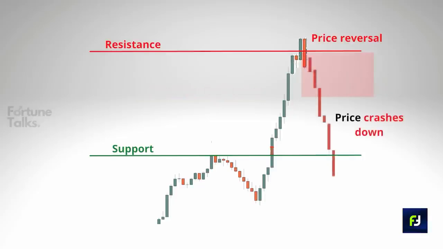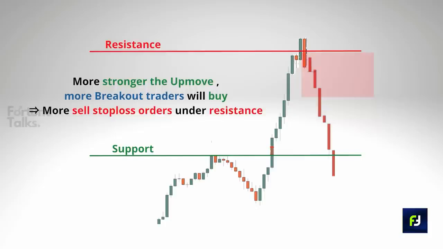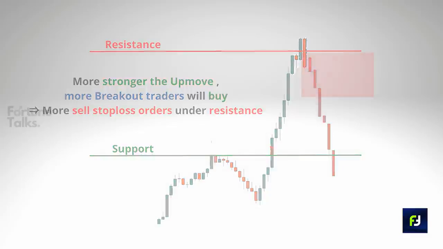market. Now, the stronger the bullish move is into the market structure, the more breakout traders will enter the trade and there is more buying, and more buying in turn means more sell stop loss orders behind the resistance. And if there happens to be a price reversal, or if the price reverses towards the downside, it will hit all the sell stop loss orders of these breakout traders.